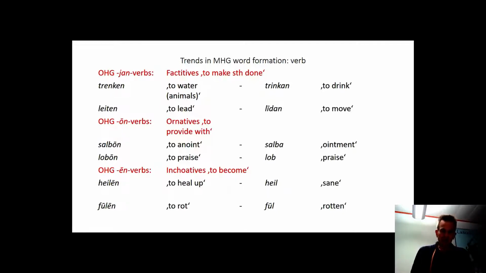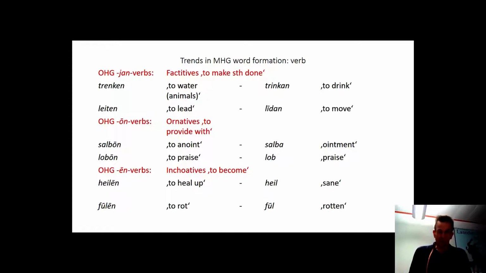But another fact is crucial. The suffixes en, on and, with some restrictions, jan, are recognizable as derivational suffixes in Old High German because they can form certain semantic classes. A large number of jan verbs are factitives. They modify the base verb to add the concept to make something done. By adding jan, Old High German trinkern, a strong verb, becomes tränken, to make drink, to water. Old High German liedern, to move, another strong verb, becomes leiten, to make move, to lead.